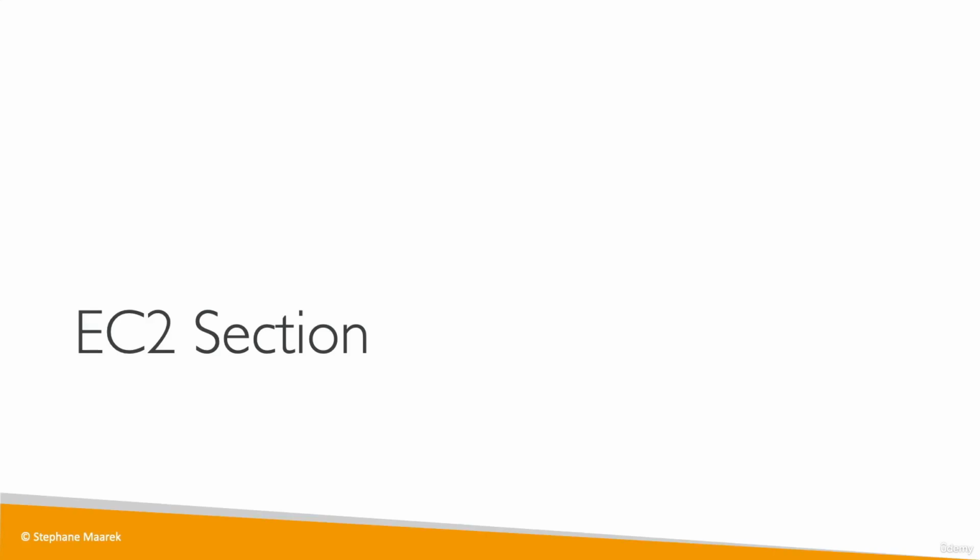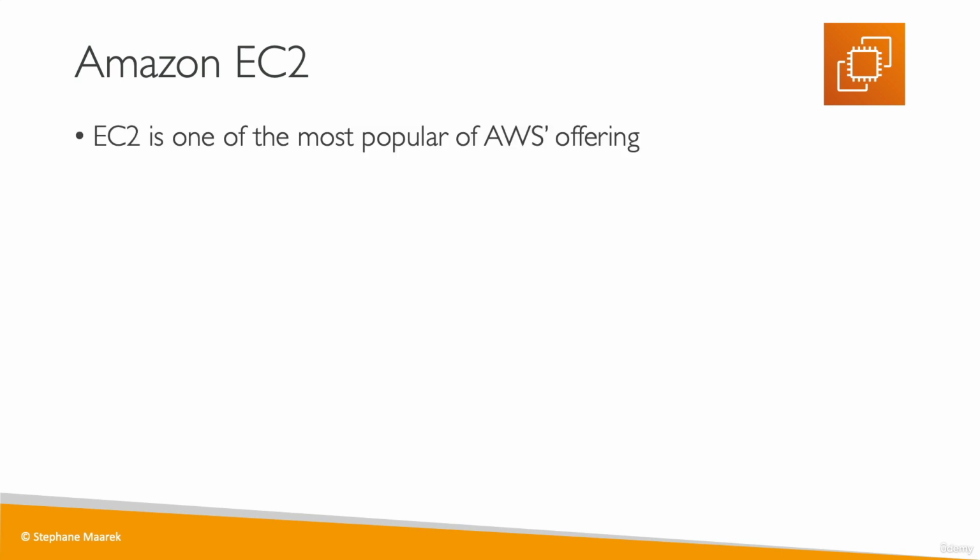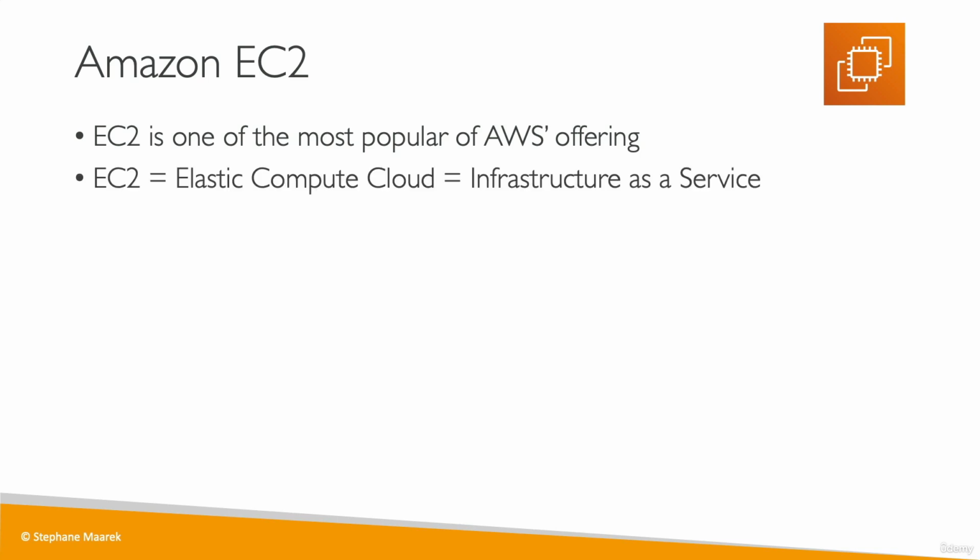on EC2 in which we will create our first website on AWS. So what is Amazon EC2? Well, EC2 is one of the most popular of AWS offering. It is definitely used everywhere. And what is it? Well, it stands for Elastic Compute Cloud, and this is the way to do infrastructure as a service on AWS. So EC2 is not just one service, it's composed of many things at a high level.